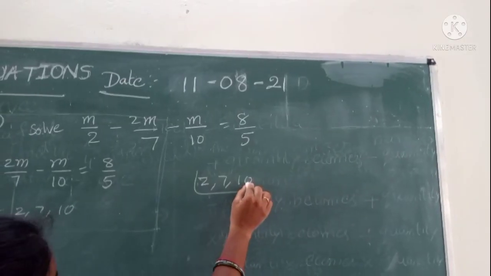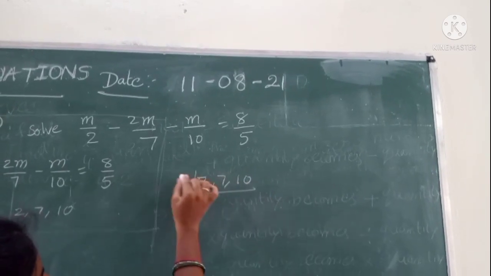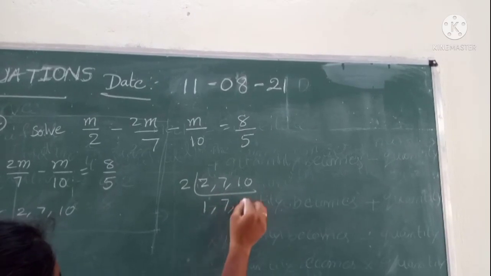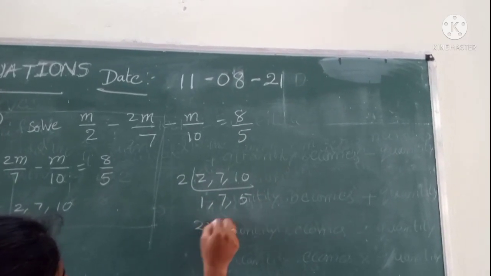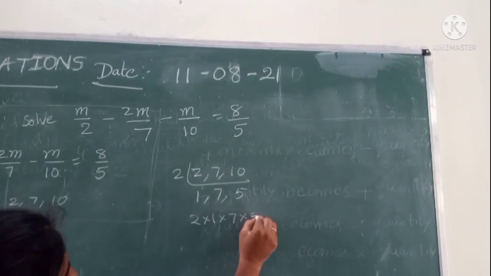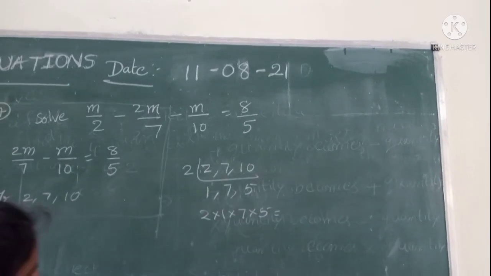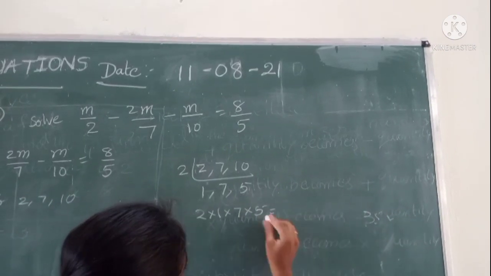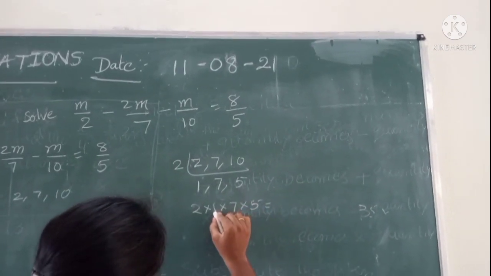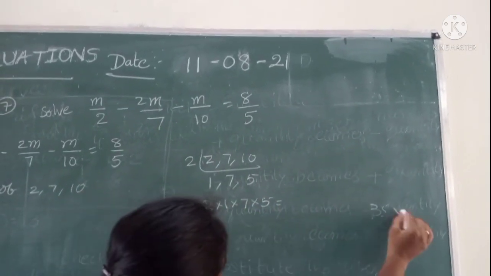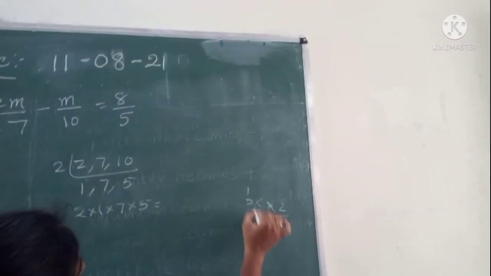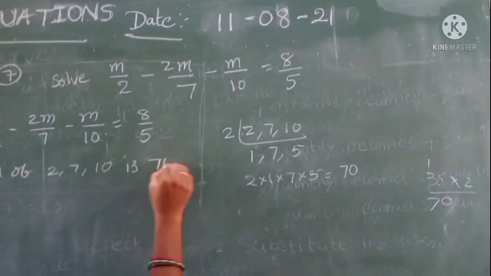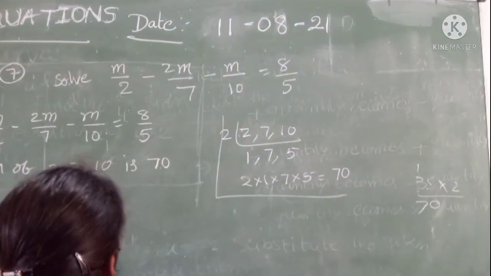2 and 10 are multiples of 2, so I can write 2. 2 ones are 2. 7 and 5. So 2 into 1 into 7 into 5. 7 fives are 35, 35 twos are 70. So LCM is 70. LCM is 70.